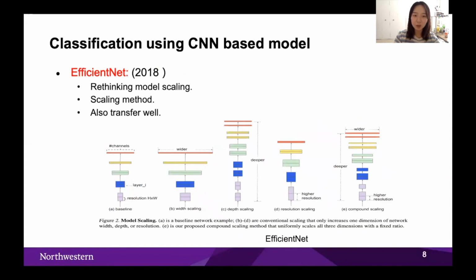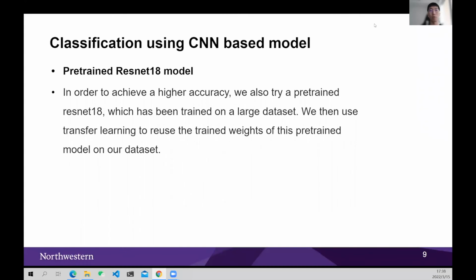And the last model is EfficientNet. It was proposed in 2018. It is a scaling method and can transfer very well. In order to achieve higher accuracy, we also try a pre-trained ResNet18, which has been trained on a large dataset. We then use transfer learning to reuse the trained weights of this pre-trained model on our dataset.